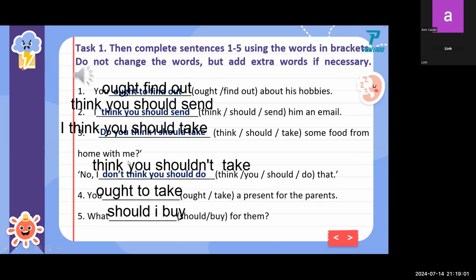Okay, actually, your answer could be right. But no, I think you should not take it. That's also correct, Lihn. The same with when you say, I don't think you should do. Okay, you ought to take. What should I buy for them?